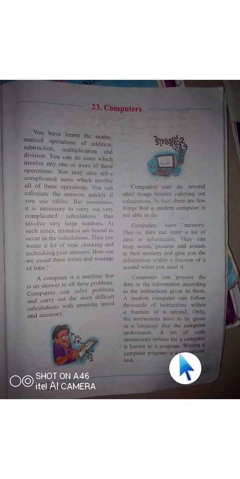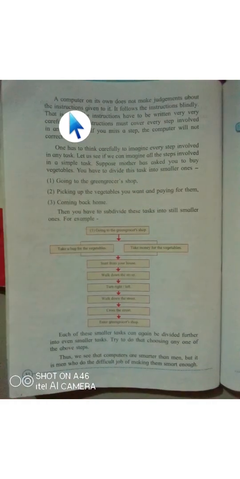A set of coded instructions written for a computer is known as a program. Writing a computer program is a specialized task, everyone can't do it. For making a computer program, one should know the computer languages. A computer on its own does not make judgments about the instructions given to it.